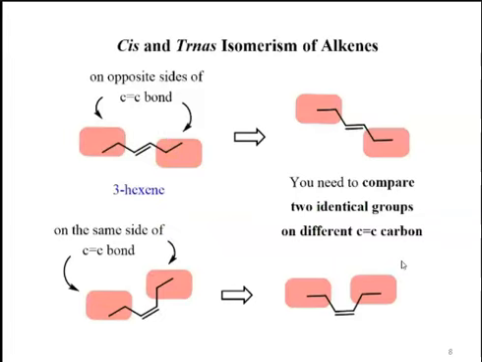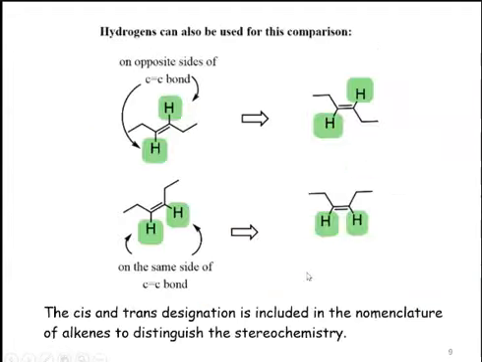So what we have learned till now is that if the same functional groups lie on opposite sides, we call it trans. If they lie on the same side, we call it cis. Now let us see, can we compare the placement of hydrogens also in such structures? Now let us see.